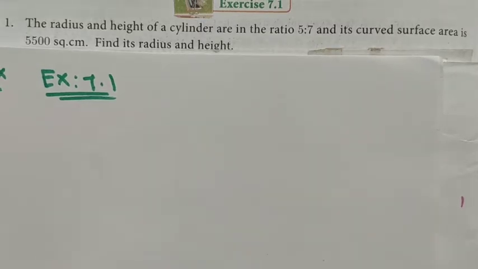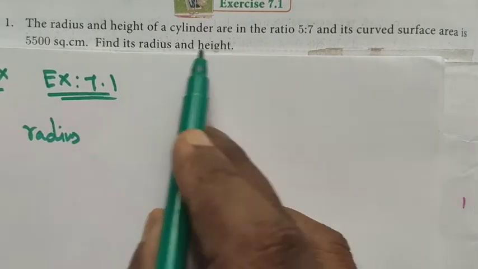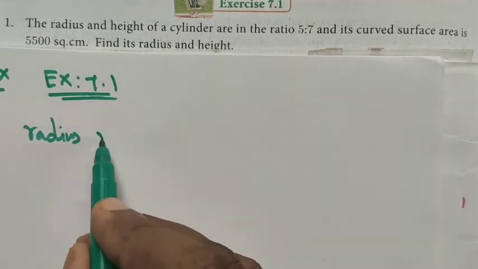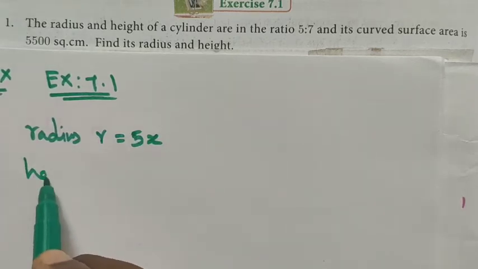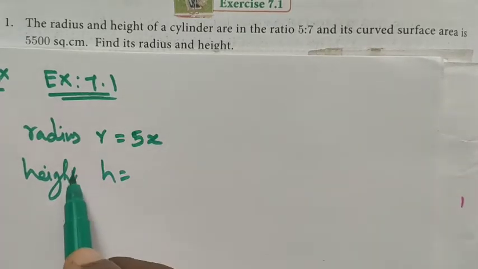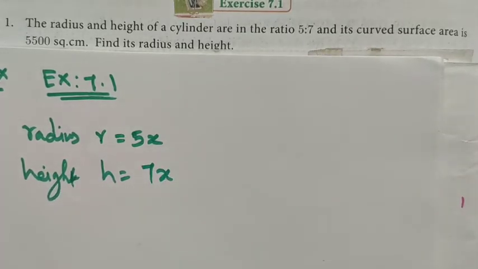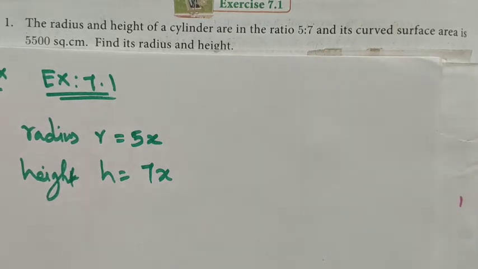Let us take the given radius and height. The radius and the height are given in the ratio. Let the radius r be 5x, and the height h, the ratio is 7, so we take it as 7x. The ratio is not the exact value; if we multiply by the same constant we get a different value. So we take the radius as 5x and the height as 7x.